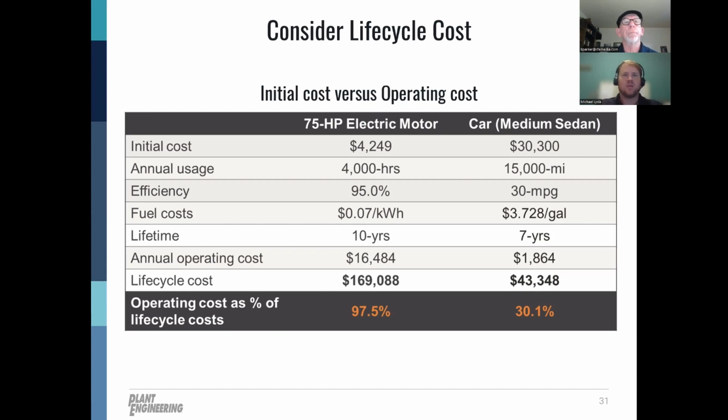You may be involved in the electricity billing at your facility. Maybe you are, maybe you aren't. If you are, this may not be news to you. But for others, definitely this is eye-opening. When I first saw this, it was really eye-opening for me. $4,000 initial cost, and then $170,000 over its lifetime is really telling.